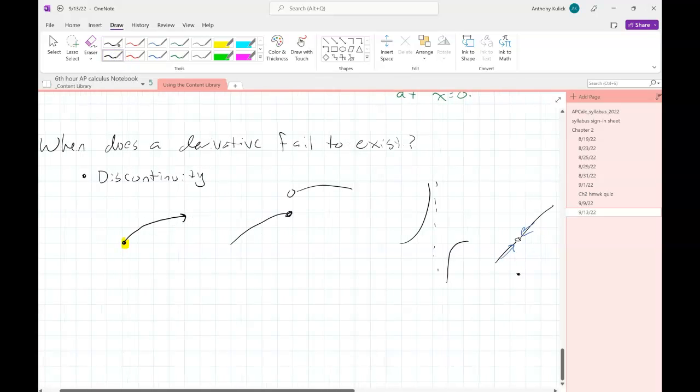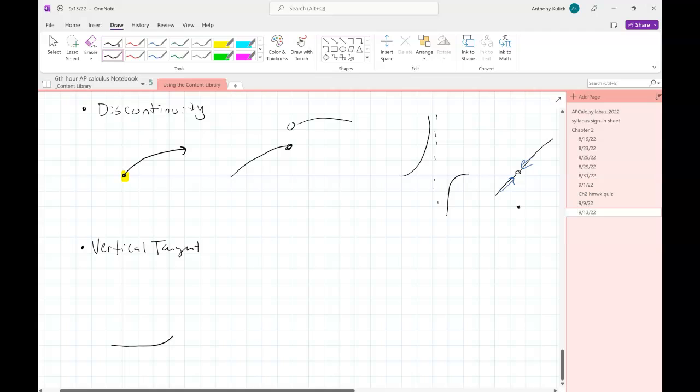And then what else could happen? You could have a vertical tangent. So imagine you have some function f of x that kind of does this. If we pick a point, say there, and you try to draw its tangent line, it's vertical, right? What's the slope of a vertical line? Undefined. So that's a place where the derivative would fail because the slope doesn't exist there, right? It has no slope, the slope is undefined.